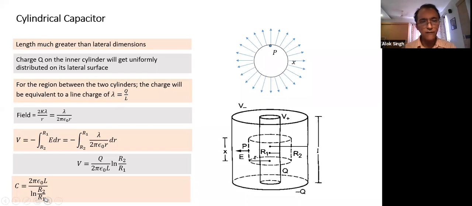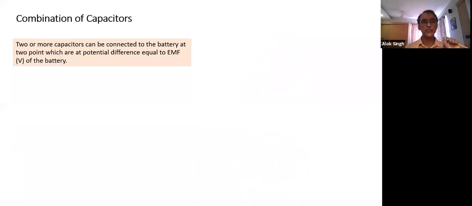Do we need to remember the formula? I don't think so. This formula is not necessary. Those of you who are good will easily remember this part. It should be E dr, with limits from the outer radius to the inner radius. You can derive it in less than half a minute. Okay, so that is the cylindrical capacitor.